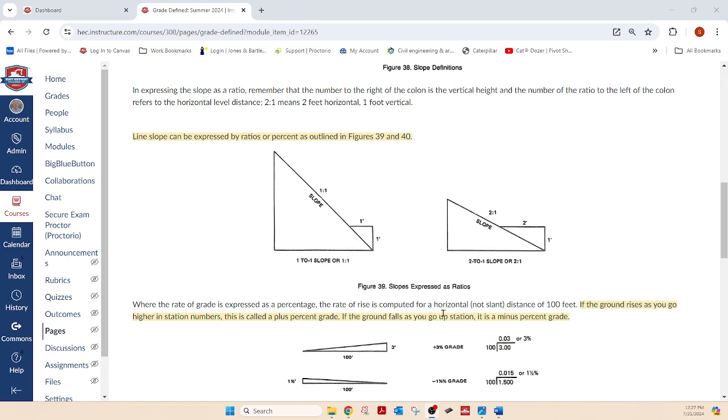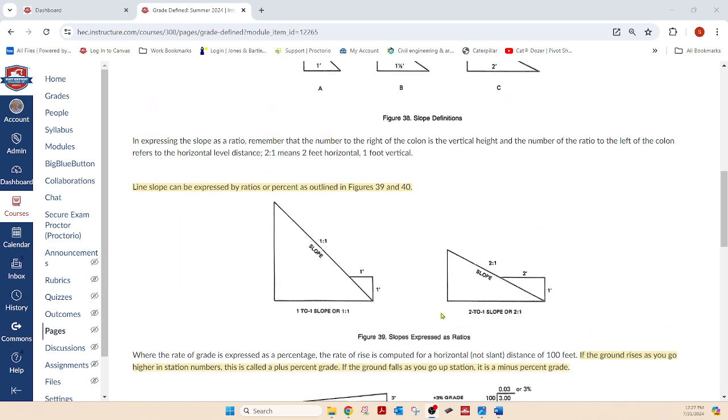You can see, he's talking about figures 39 and 40. We'll get there in a minute. So 2 to 1 is 2 feet horizontal and 1 foot vertical. And vertical can be up for a fill slope, and down for a cut slope.